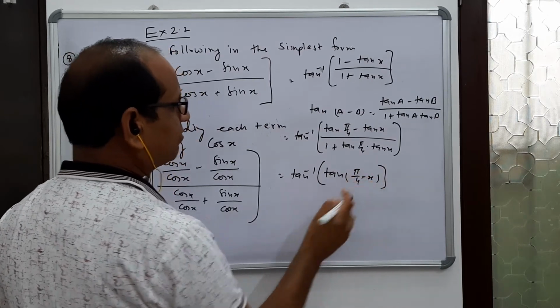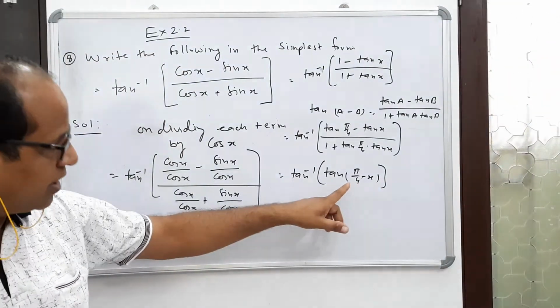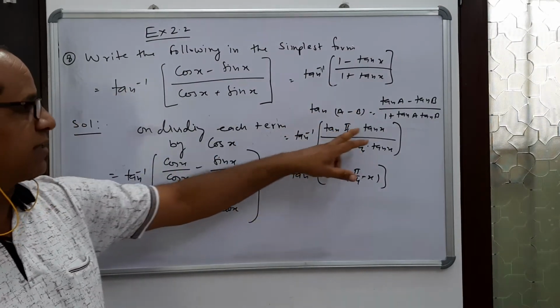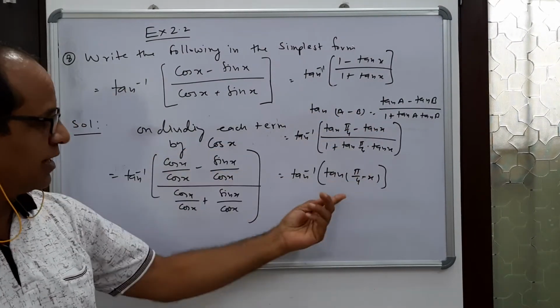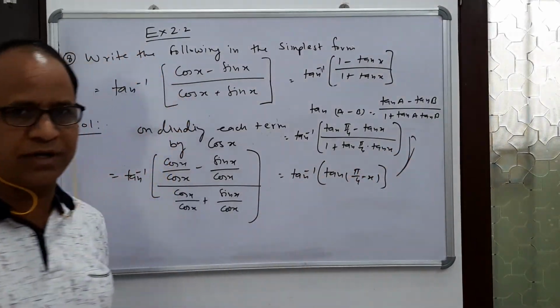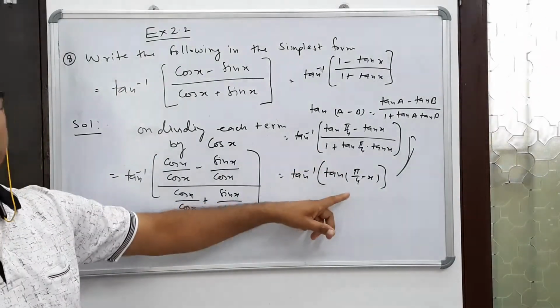See this now, we have converted this in which form? Tan of pi by 4 minus x. If you convert this by using this formula, again you will get the same thing. So this part can be written as this part. This step is very important. If you expand it, you will get this one. And this is the reverse form of this.